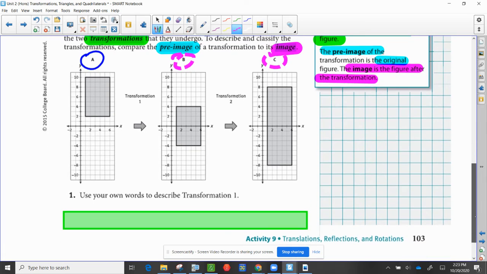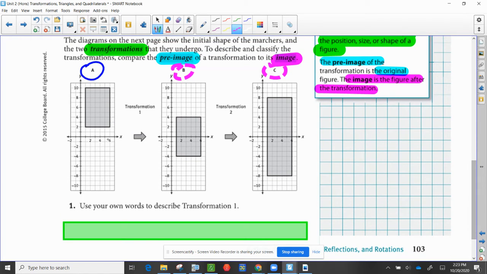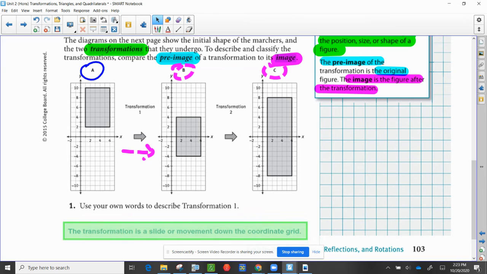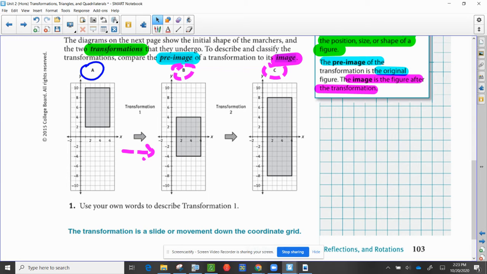So using your own words, can you describe what happens in transformation 1? So as we go from our pre-image to image B, what do you think is going on there? So take a minute and describe it in your own words. So this is the answer the book gave me. The transformation is a slide or a movement down the coordinate plane. So if we look at it, it looks like this graph just shifted in a downward motion.